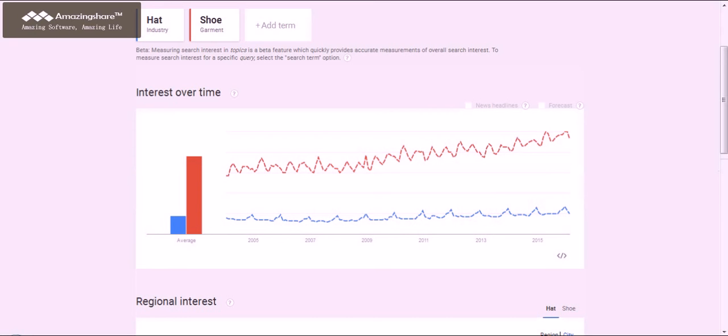And that's pretty much it. There you have it. Idea validation at its easiest and cheapest. Google Trends is absolutely free, which is great.